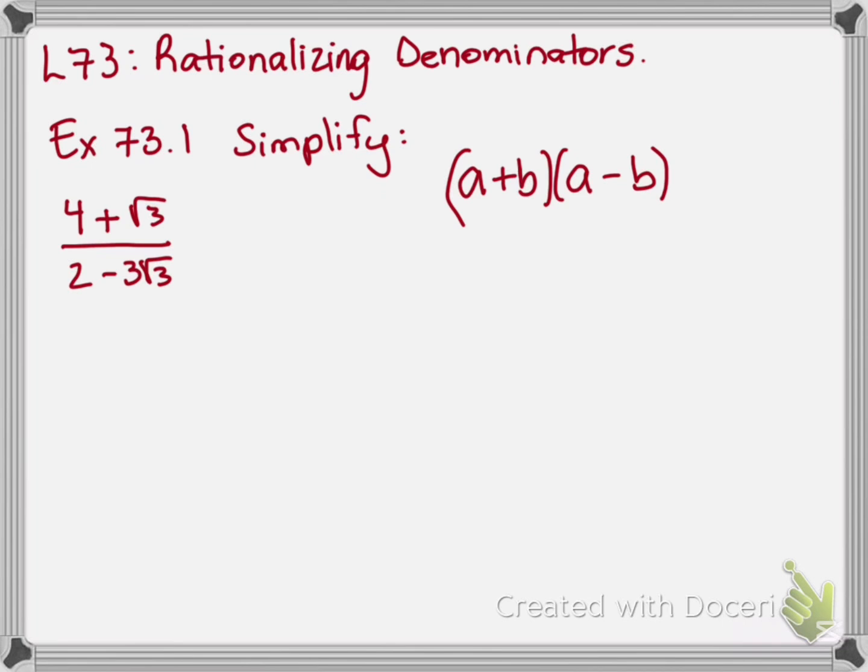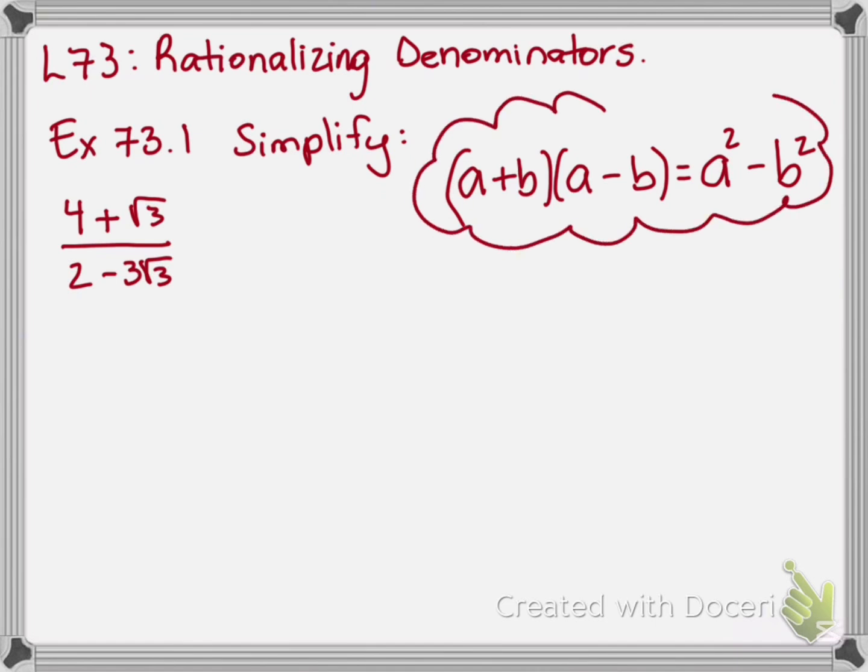When we do that and we multiply, that is a difference of squares, and so we're going to get a squared minus b squared. And this is really important because this is what we're going to be using to simplify the denominator. So let's multiply by the conjugate of the denominator. Notice, I'm not saying anything about the numerator. We're going to multiply by the conjugate of the denominator.